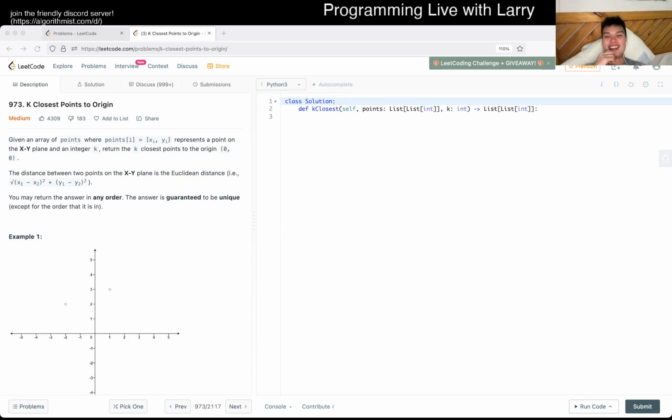Today's problem is 973, K Closest Points to Origin.